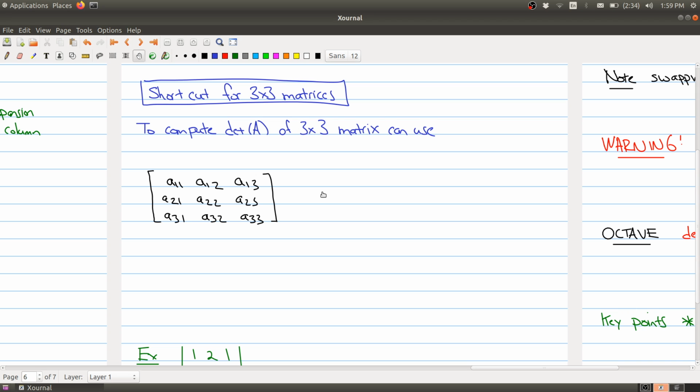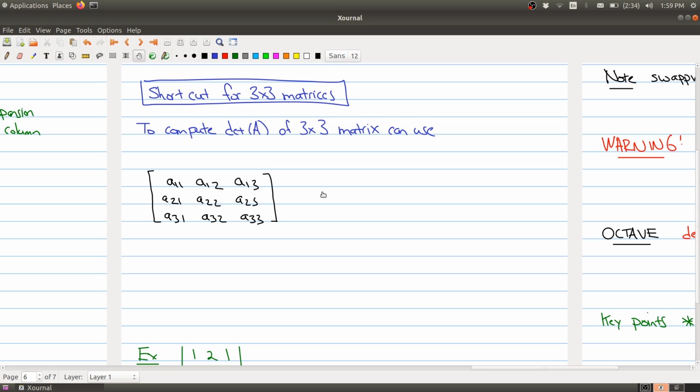So for this last part, I just want to take a couple minutes to talk about a shortcut for 3x3 matrices. As we've seen in some of the examples, it looks like it's a lot of work to compute determinants. For the 2x2 case, we do have a formula. And here is a little trick that will help you to compute 3x3 determinants a little bit quicker.